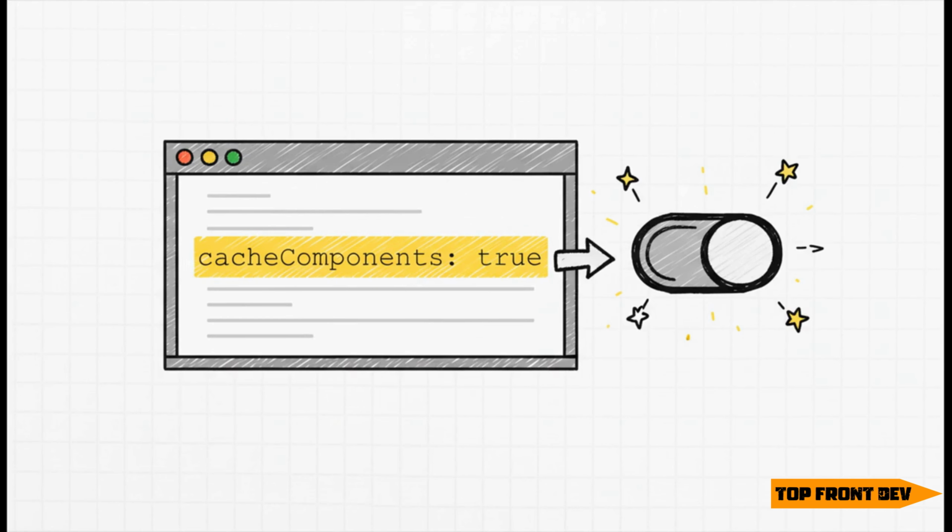So after all of this, after learning this whole powerful new system, what does it take to actually turn it on? You are gonna love this. It is one single line in your next.config.js file. Cache components true. That's it. You've just unlocked this entire model for your app.